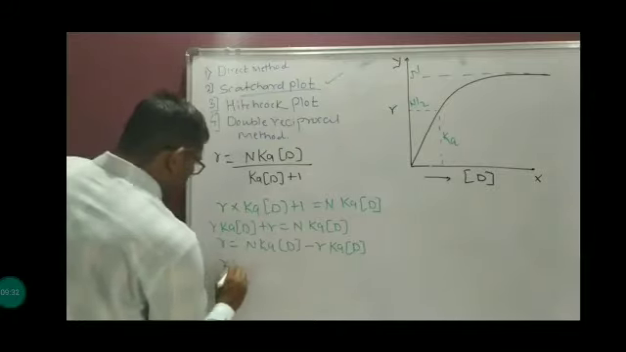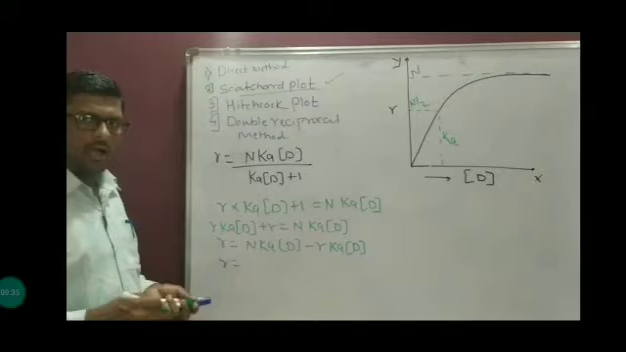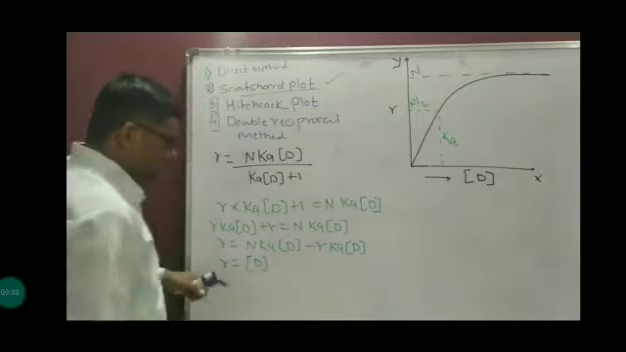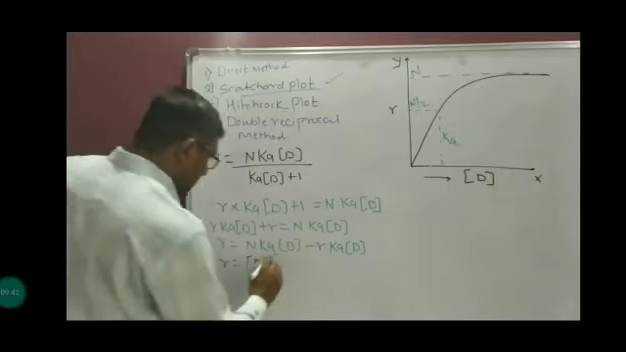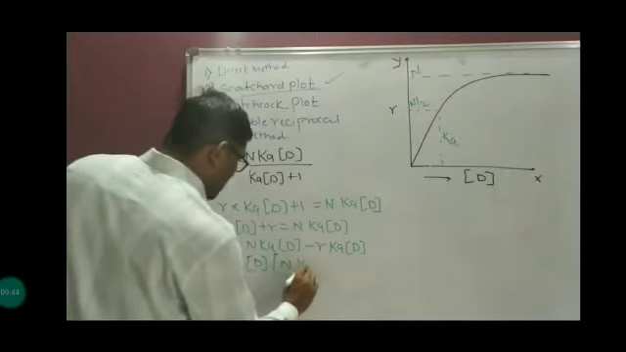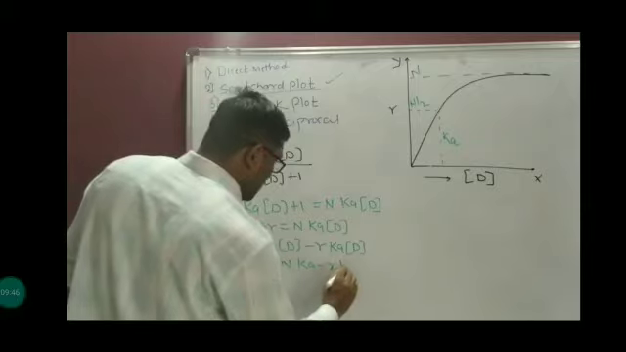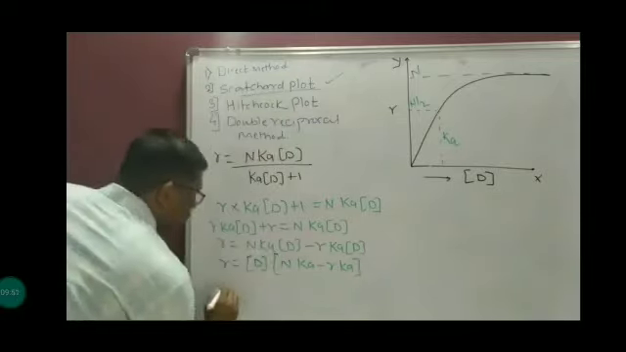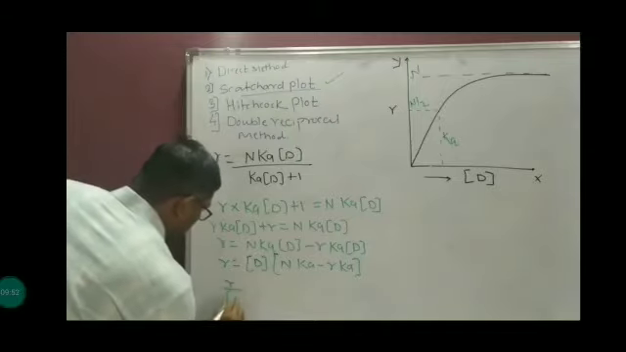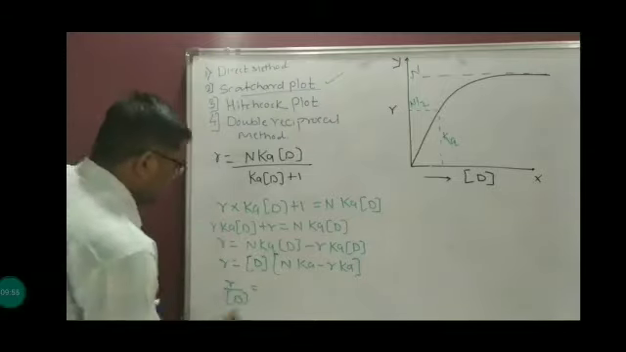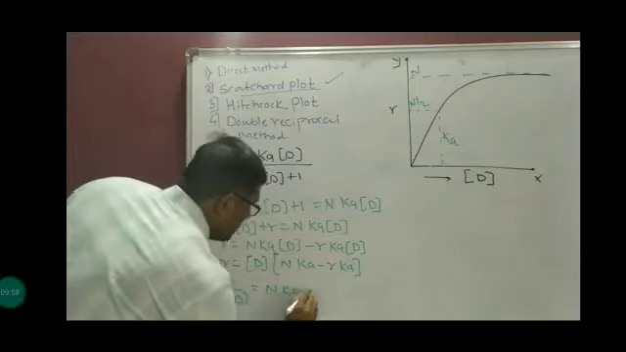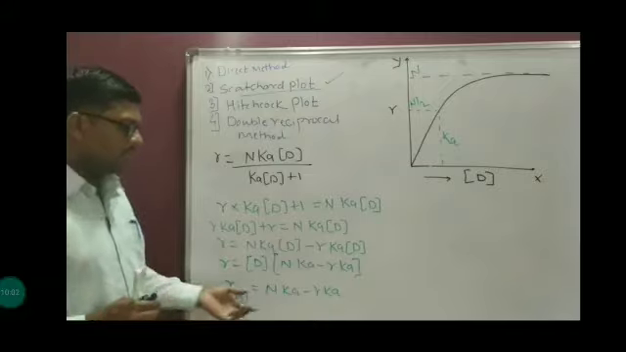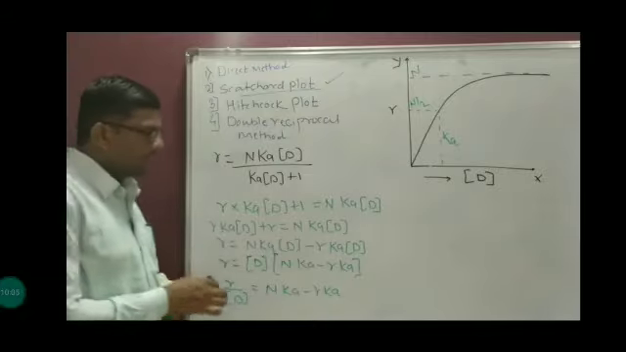Now R is equal to concentration of D in bracket N Ka minus R Ka. Next, R divided by concentration of D is equal to N Ka minus R Ka. Now here we can determine the N and Ka by plotting the graph.